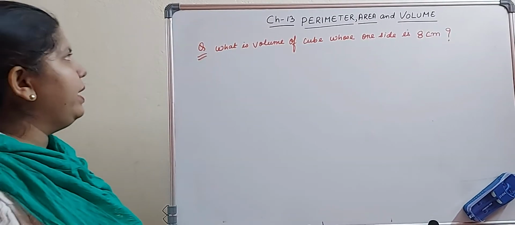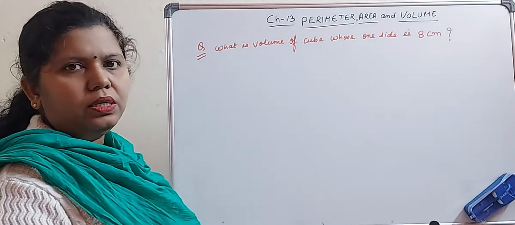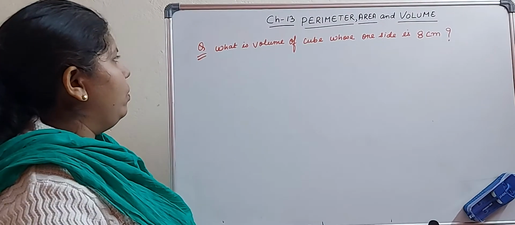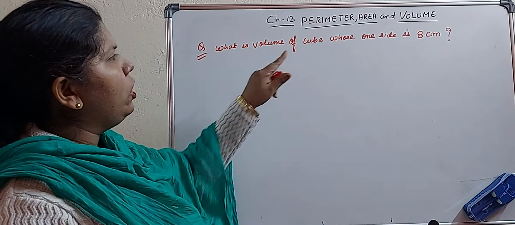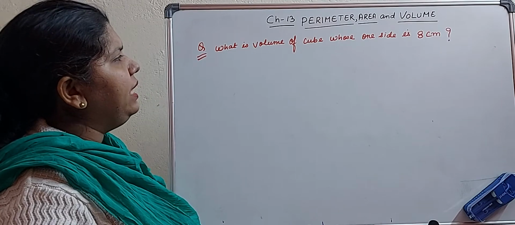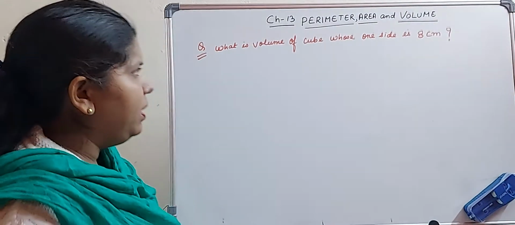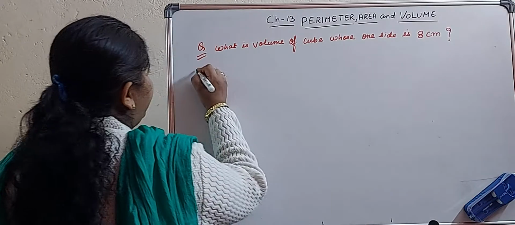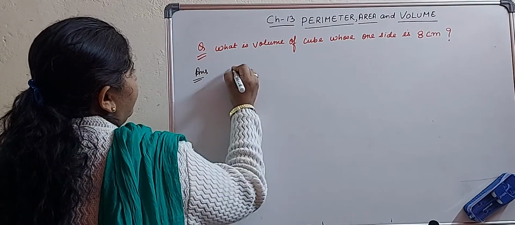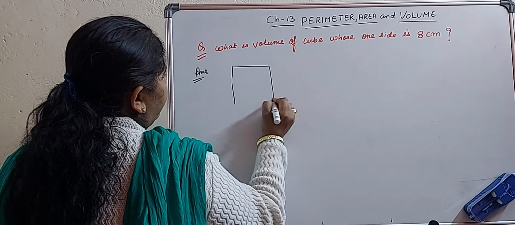Now let us do an example to understand it even better. The question is, what is the volume of a cube whose side is 8 centimeter? So the question means that we have a cube here.